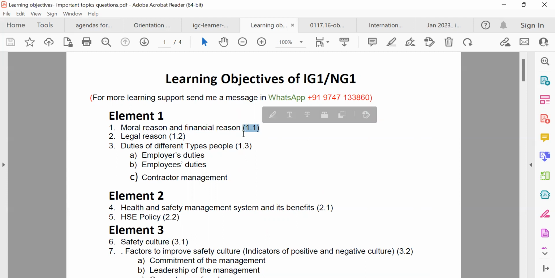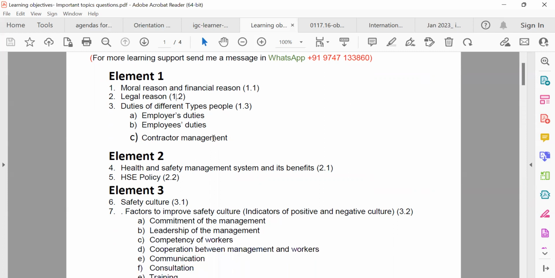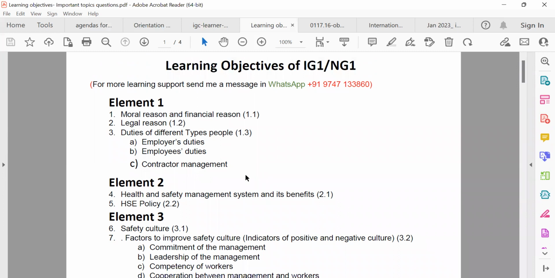It's called 1.1. It means the first learning objective of the first element. The second learning objective is the legal reasons to maintain good standards of health and safety. That is 1.2. Duties of different types of people, employers' duty, employees' duty, and contractor management are discussed in the third learning objective. At the next slide I will show you some questions that you can expect under each element. Don't skip, wait for that.